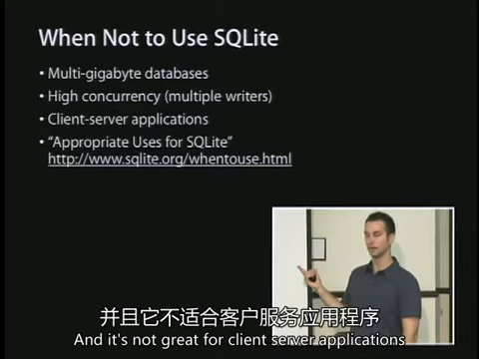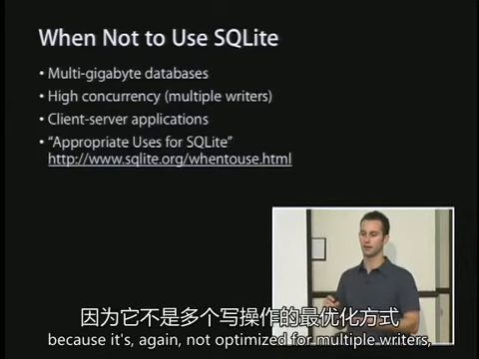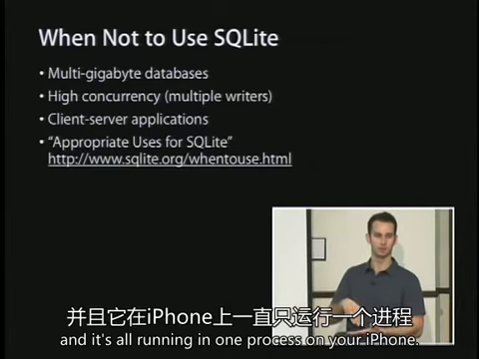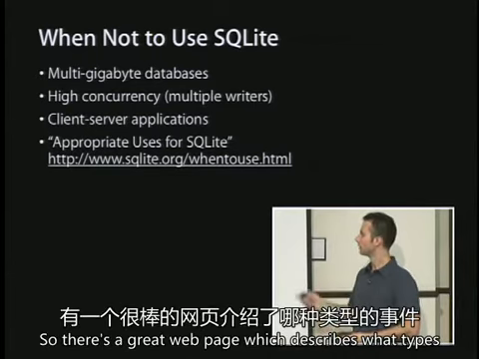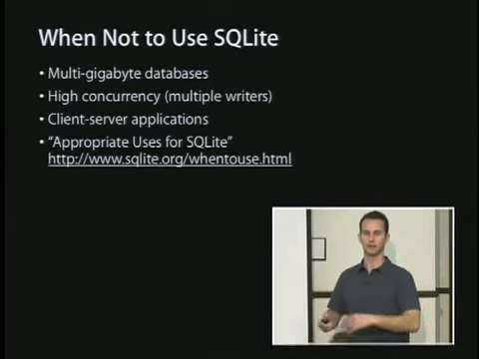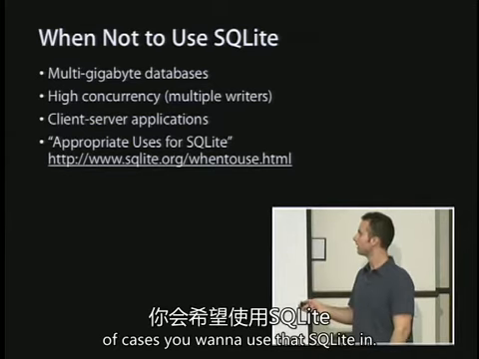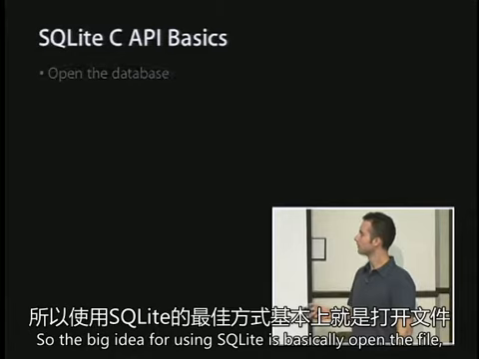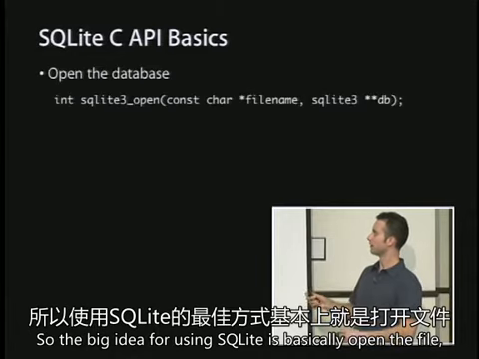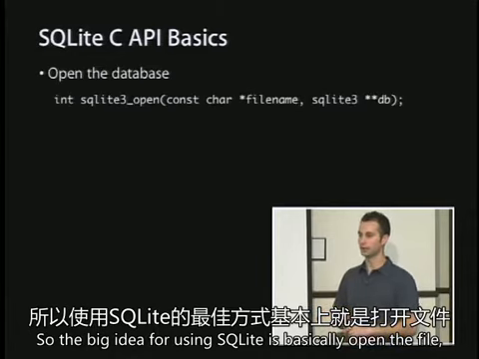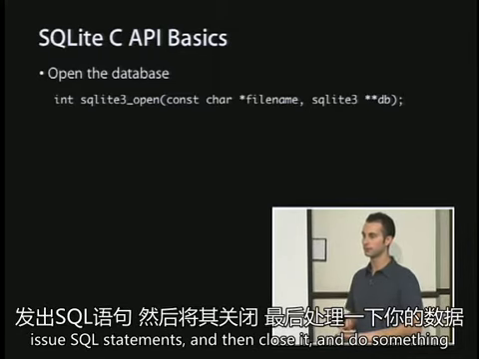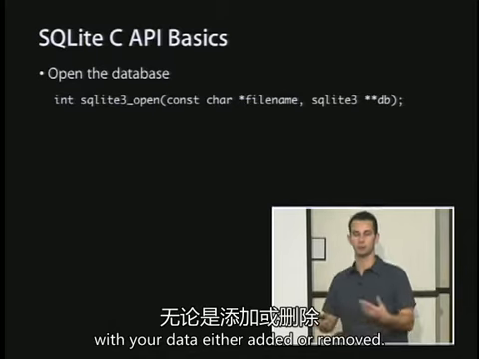And it's not great for client-server applications because it's, again, not optimized for multiple writers, and it's all running in one process on your iPhone. So there's a great web page that describes what types of cases you'd want to use SQLite in. So the big idea for using SQLite is you basically need to open the file, issue SQL statements, and then close it and do something with the data that you've either added or removed.